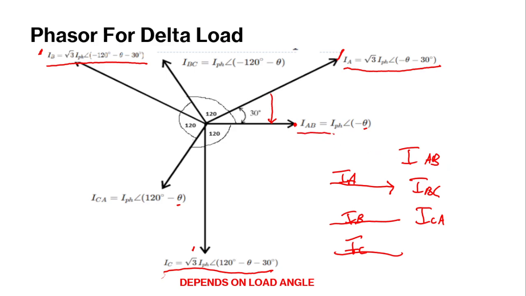So IAB, because we know it is lagging, will have a minus 30 degrees. Then you have IBC here, same minus 30.